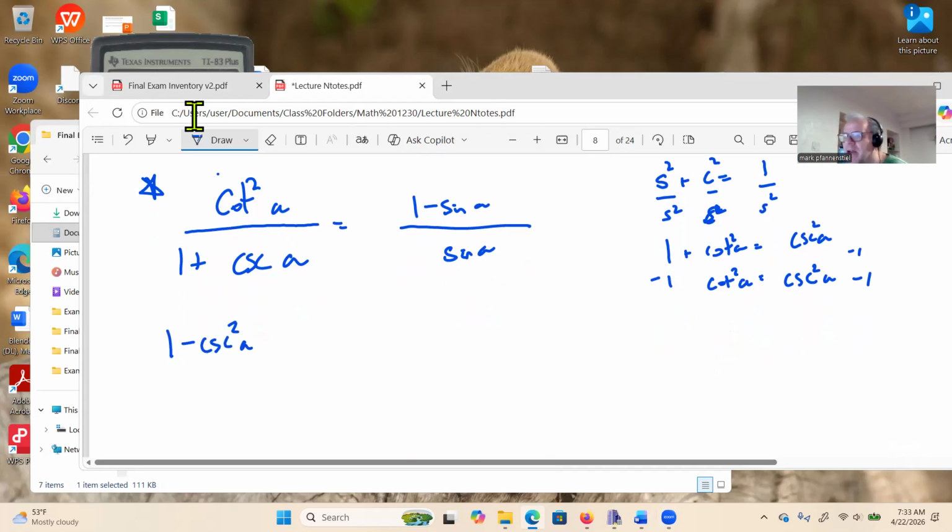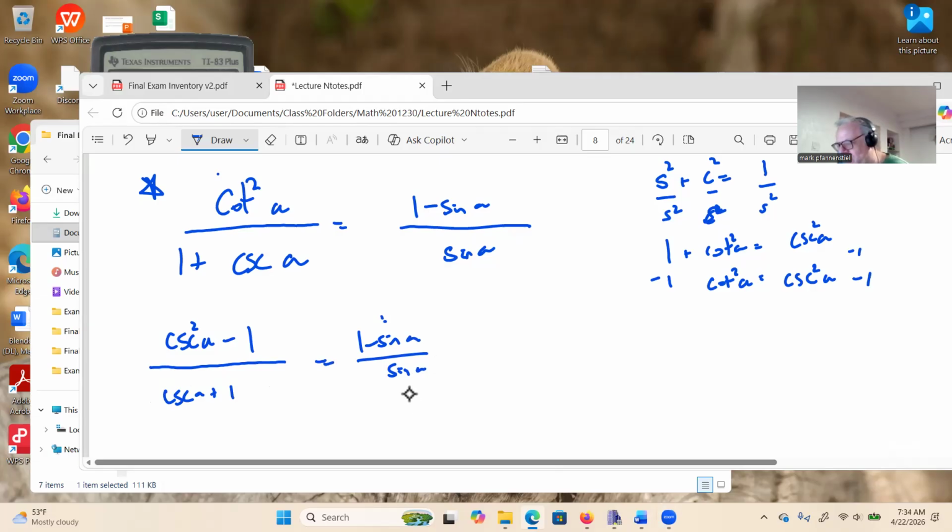Here my first move is to say this is 1 minus cosecant squared A. I'm sorry, no, I'm not going to say that. I'm going to say cosecant squared A minus 1. Okay, we have cosecant squared minus 1, and then on the top we have cosecant A plus 1, and we have 1 minus sine A over sine A. We're just going to hold this off to the side. Again, we can't cross the streams.